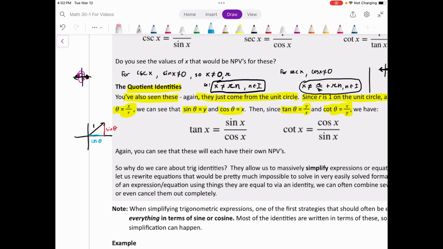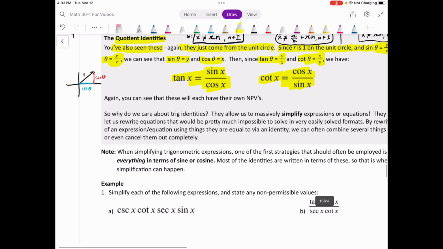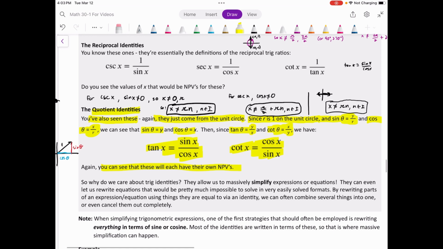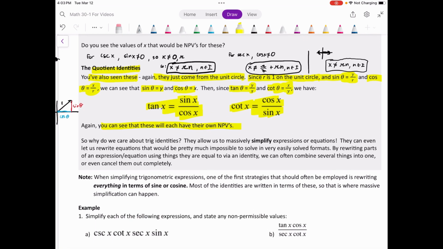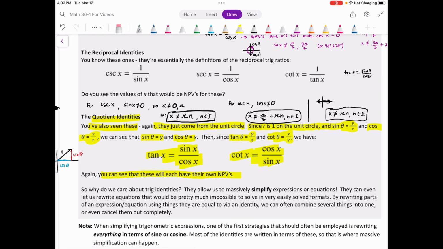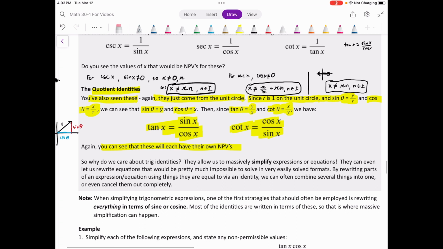And then if we think about tan theta, opposite over adjacent. If we think about cotan theta, adjacent over opposite. So that's where these come from, okay? Tan x is just equivalent to sine over cos. Cotan of x is cos of x over sine of x, okay? And you can see that each of these will have their own non-permissible values. We just talked about them in that one, so I won't go too far into it. But again, these are identities. They're true no matter what the value of x is, no matter what angle we're thinking about taking the ratio of, so long as that angle is permissible, as long as it doesn't give us something undefined.